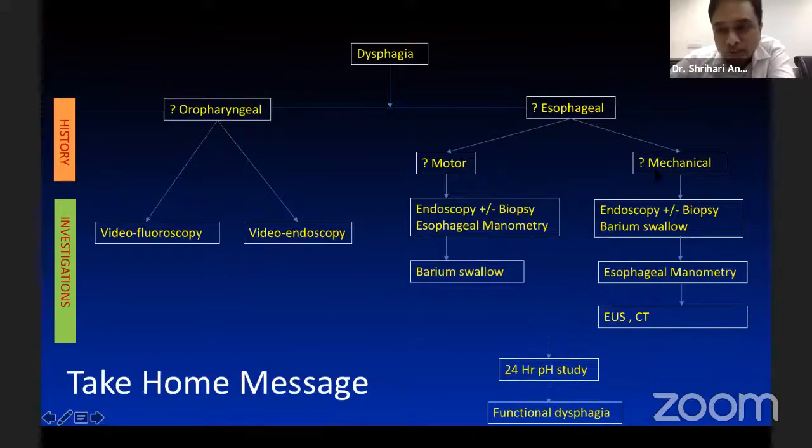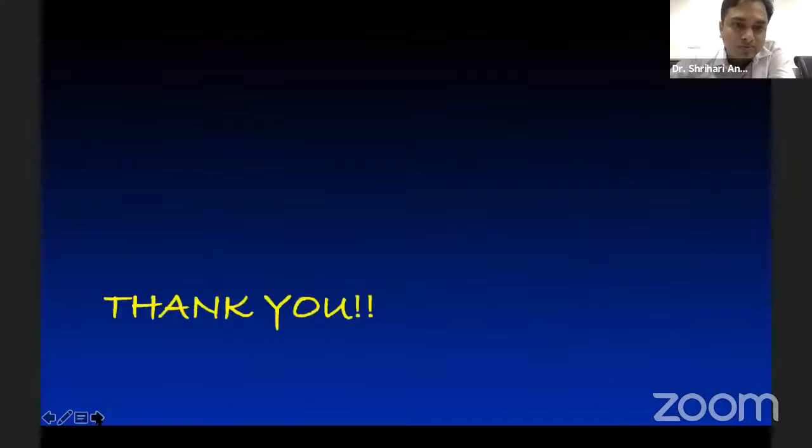For patients who have suspected mechanical dysphagia, an endoscopy with biopsy, barium swallow, and esophageal manometry if required might be useful. In some patients, you might have to additionally do a US or a CT scan. If none of these yield, you could either give an empirical therapy with PPIs for GERD, or you could go in for a 24-hour pH study as quoted in some studies. If none of these are useful, then these patients usually tend to have functional dysphagia, which might have other pathologies as just discussed. So thank you very much.